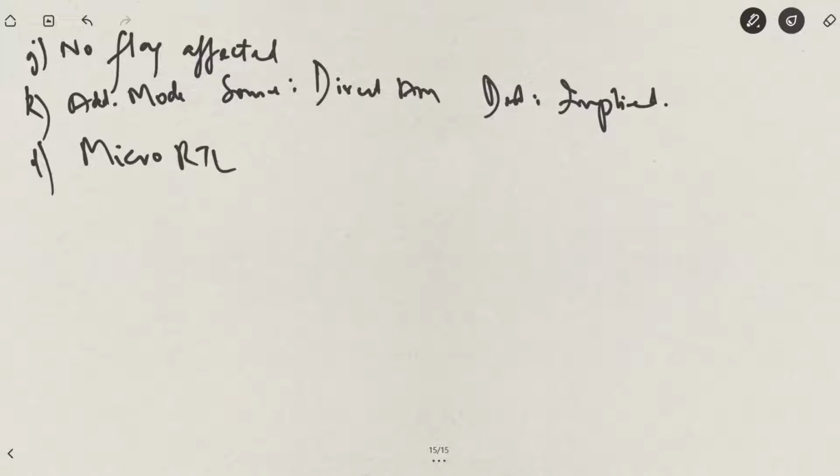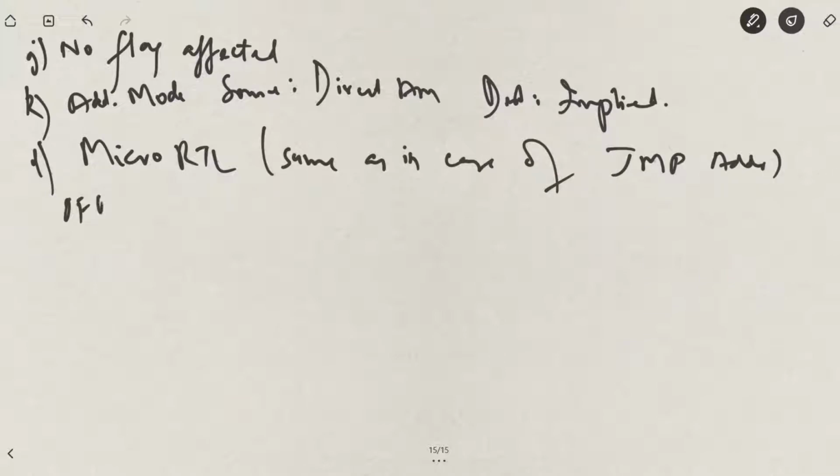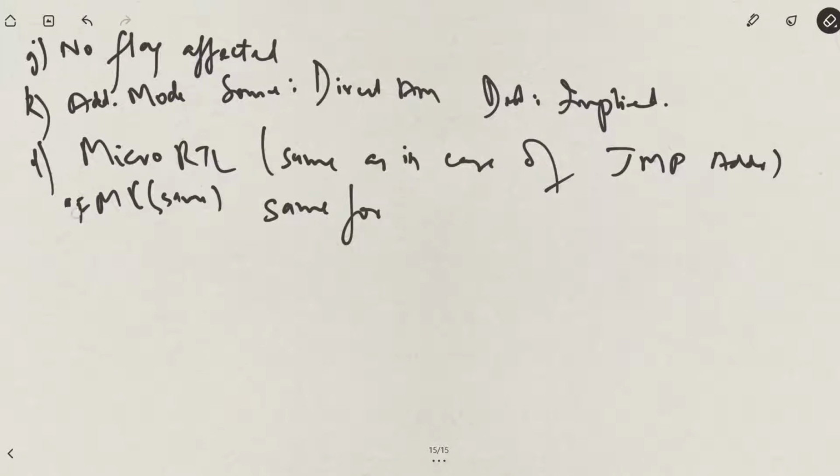same as we did in case of jump address. Only difference being, you have the same opcode fetch machine cycle, you have the same memory read machine cycle, same memory read machine cycle. If the conditions are true, there is no difference. The micro RTL will be same for if true.